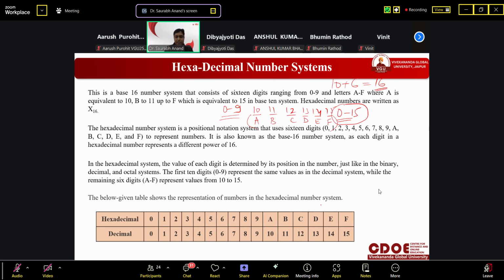So you can see in this table up to this it is same, but after that 10, 11, 12, 13, 14, 15 it is A, B, C, D, E, F. So this whole range 0 to 15 is split into two parts, 0 to 9 and 10 to 15. Got it?